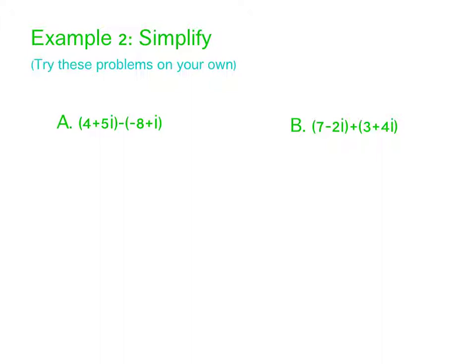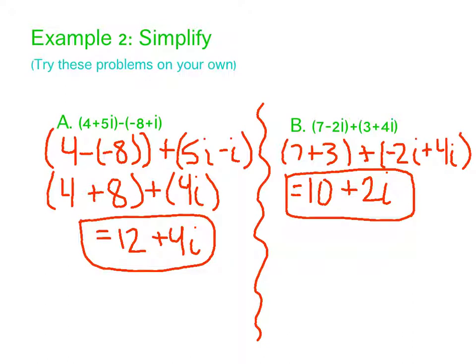How about you try a few problems of your own and follow the 4 steps as you go. Then when you are done, check your answers with mine. These are the answers to problems A and B. A is 12 plus 4i, and B is 10 plus 2i.